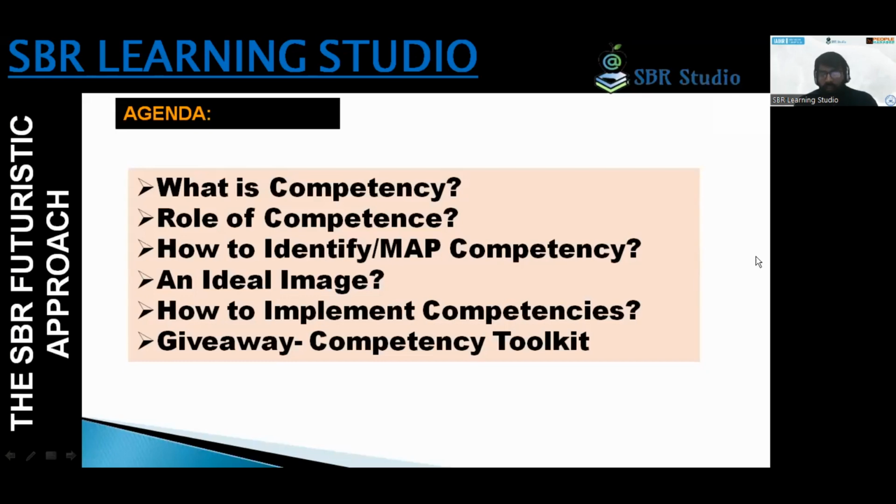And then at the end, I am also sharing how to implement those competencies, as you have to now come into action. You have identified that image, but next, how are you mapping that and putting your people into action to achieve those goals with the ideal image you have defined.